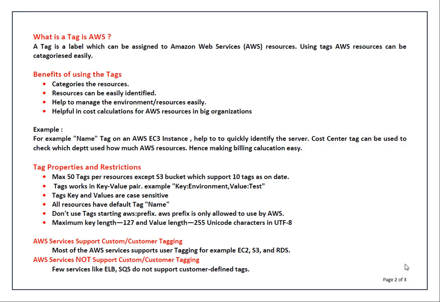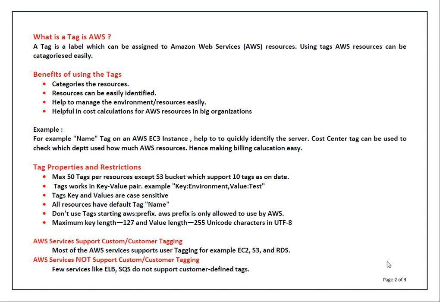The tagging which we are doing, that's custom tagging. That is not something which Amazon is doing for us. So that's custom tagging, which we are using for our convenience. Most of the AWS services support user tagging or custom tagging. For example, EC2, S3, RDS. I've listed only a couple of services, but most of the services are supporting. And then I listed which services do not support tagging. ELB, SQS, they don't support customer defined tags or custom tags, you can say, or user defined tags. So you can always refer Amazon website for the services which don't support tagging.